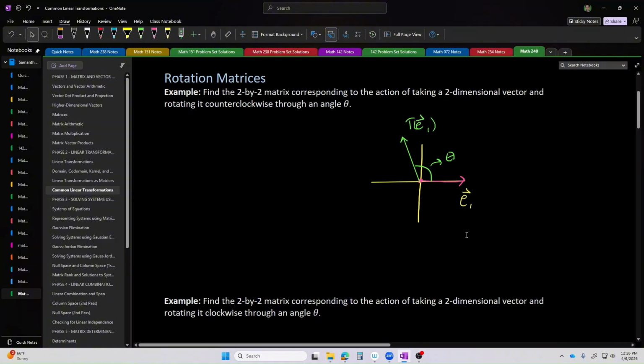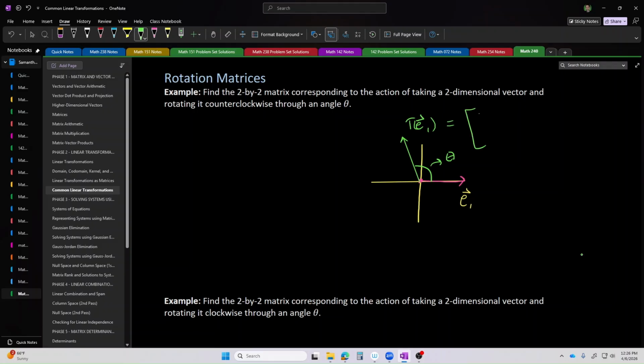So what would be the coordinates, what would be the components of this vector that result after the transformation has been applied? Well, the result would just be in terms of sine and cosine of this angle. Cosine of theta would be our x component, and sine of theta would be our y component.